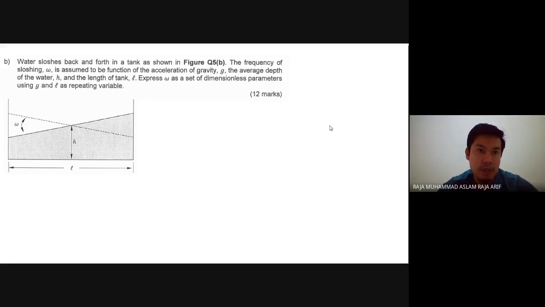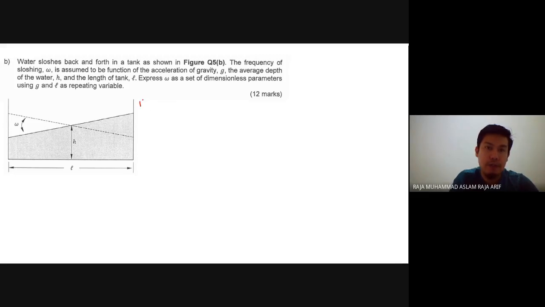So today I will just make a video to show you how we can solve another question for chapter 5. This is also an example from a past year paper. Water sloshes back and forth in the tank as shown in figure Q5b. The frequency of sloshing omega is assumed to be a function of the acceleration of gravity g, the average depth of the water h, and the length of the tank L. Express omega as a set of dimensionless parameters using g and L as repeating variables. The mark is 12, so it's quite an easy question.